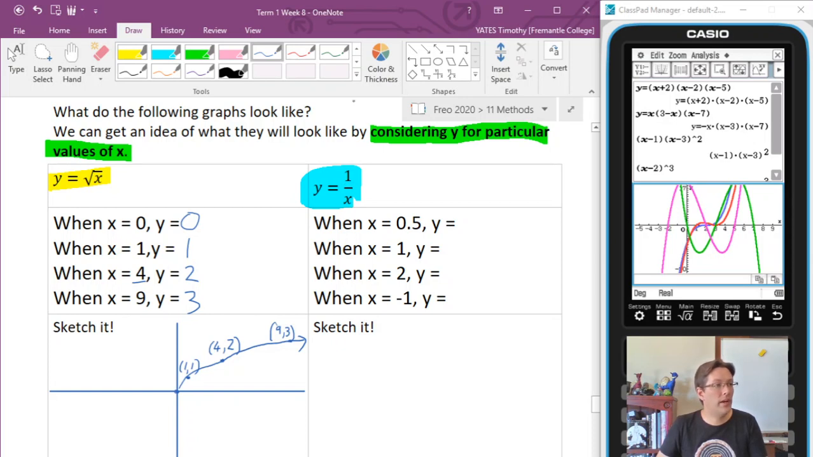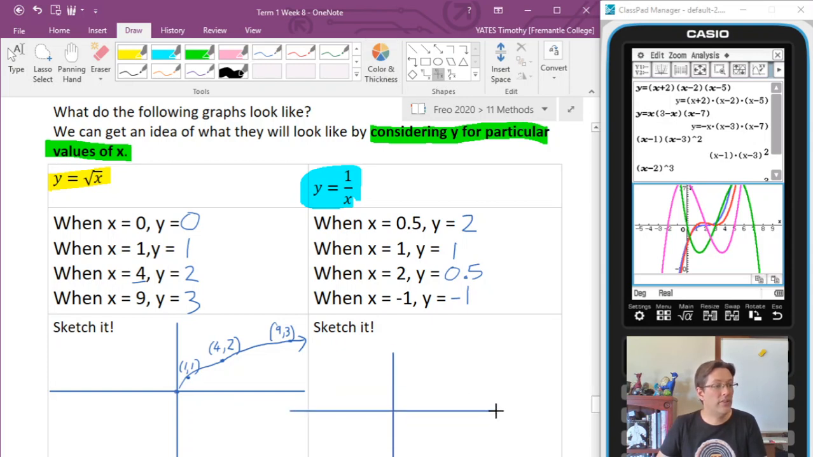What is this one? It's 1 over x. If x is 0.5, 1 divided by 0.5 is 2. When x is 1, 1 over 1 is 1. When x is 2, we've got a half, or 0.5. And when x is negative 1, what have we got? 1 over negative 1. Y is going to be negative 1 as well. And I can draw a sketch of that.